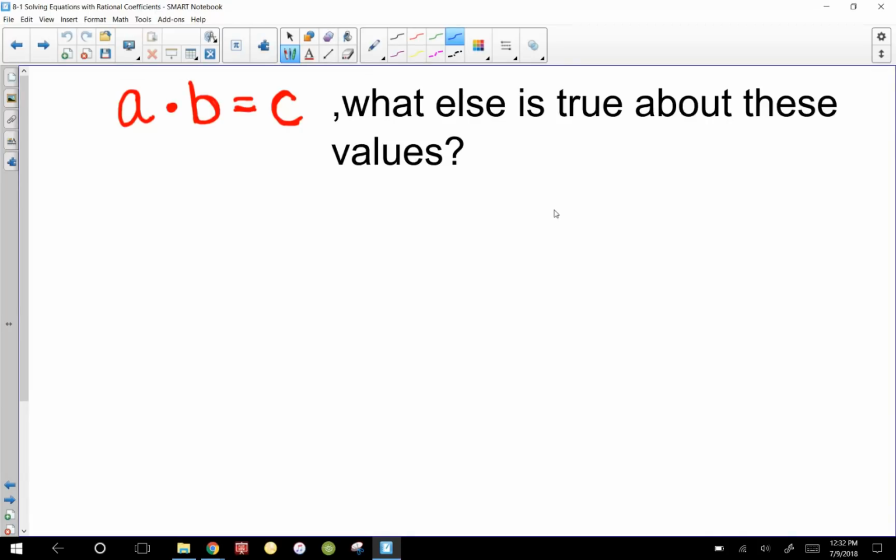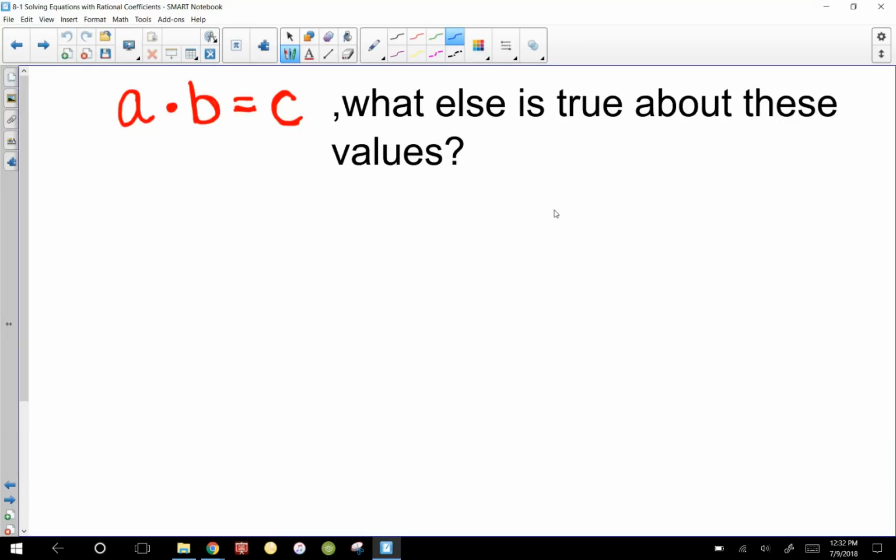So let's jump in here and take a look at this equation, a times b equals c. Well, what else is true about these values a, b, and c? If a times b is equal to c, what else is true about the quantities a, b, and c? So in other words, what's true about this fact family? Maybe you've heard of fact families before. We're going to be using these facts to help us solve equations with unknown values.